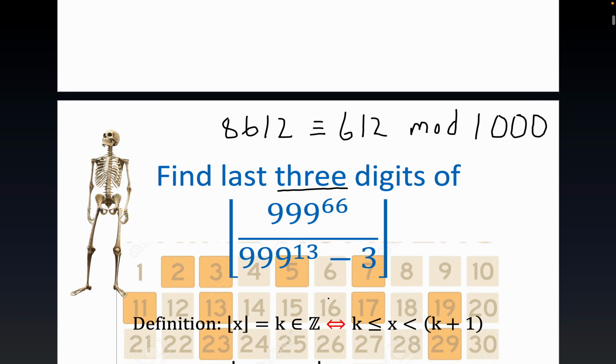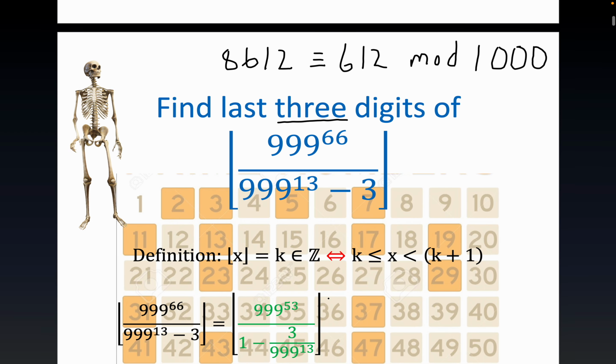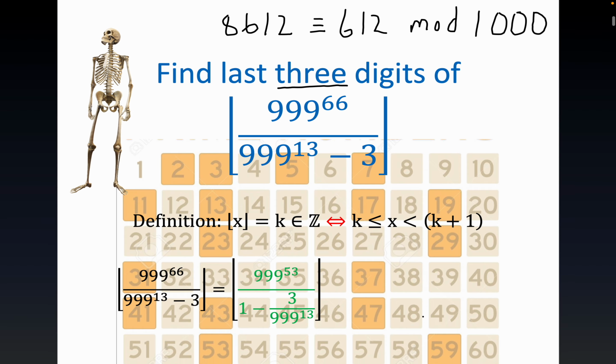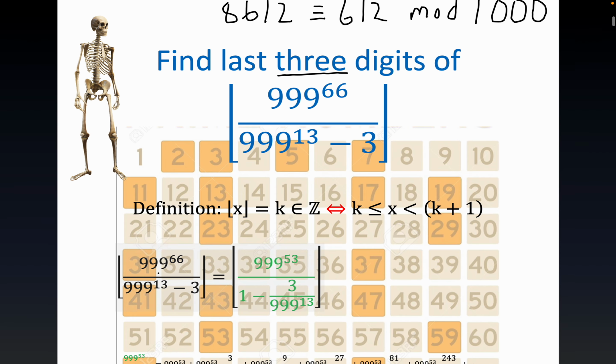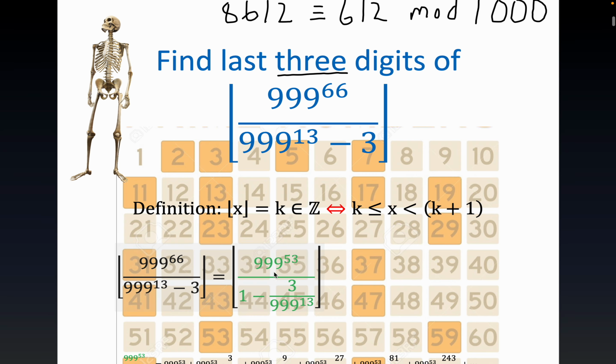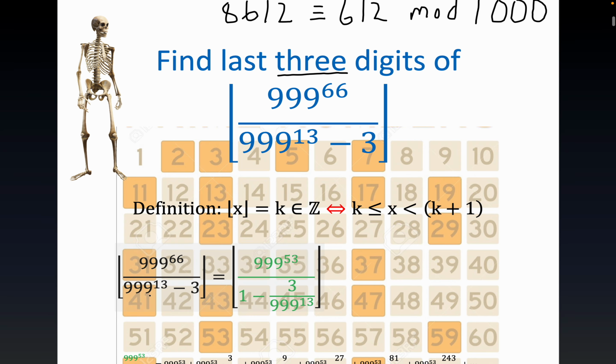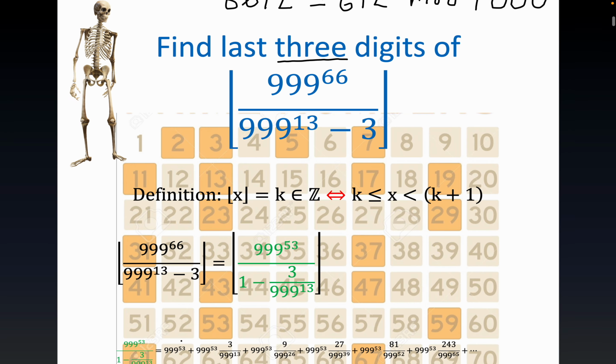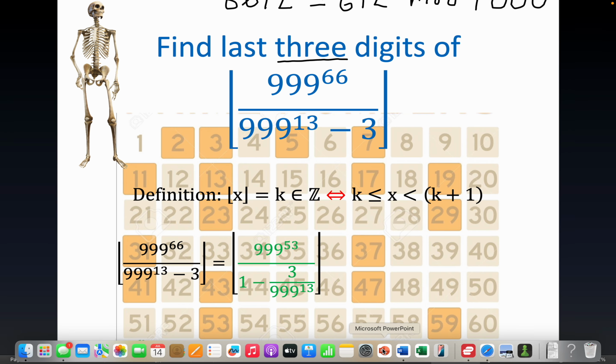So keep that in mind as we continue. Here's the definition of the ceiling, or the floor function. I'm going to trust you know how to use it just to save some time. Now, the key idea here actually is to rewrite this. Okay, and this is in an equivalent form that was obtained by dividing through by 999 raised to the 13th power. Now, why this is important, and I'll write it out to the side, I suppose.